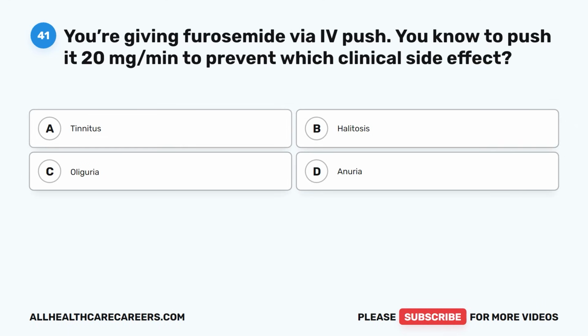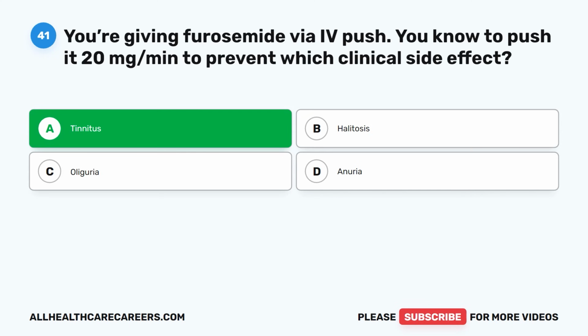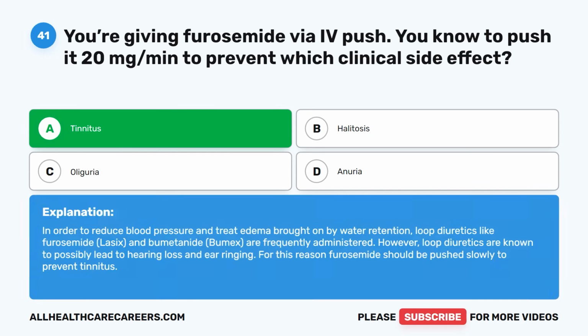A. Tinnitus, B. Halitosis, C. Oliguria, D. Anuria. The correct answer is A. Tinnitus. In order to reduce blood pressure and treat edema brought on by water retention, loop diuretics like furosemide, Lasix, and bumetanide, Bumex, are frequently administered.